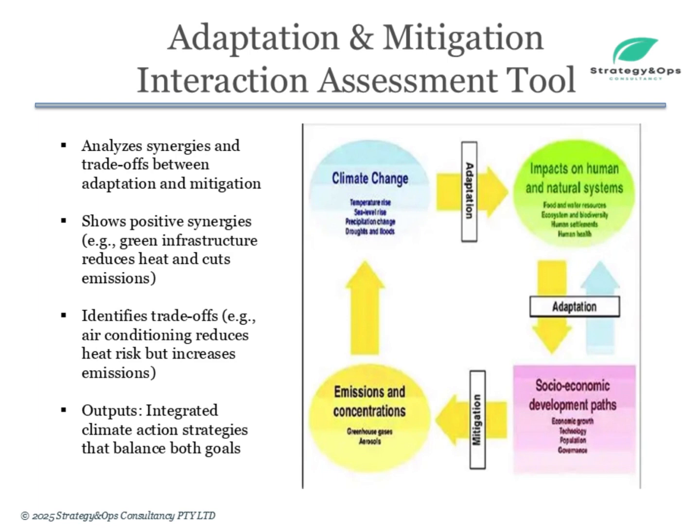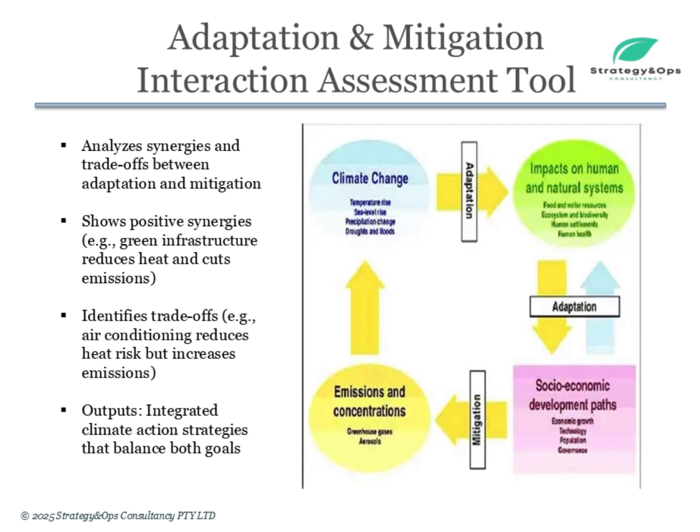The Adaptation and Mitigation Interaction Assessment Tool, AMIA, evaluates how climate adaptation and mitigation measures interact. It classifies interventions into three categories. Positive synergies reduce climate risk and lower emissions. Examples include urban forests, green buildings, and renewable energy with storage. Trade-offs occur when adaptation increases emissions. Air conditioning, desalination, and concrete seawalls provide protection, but raise energy use or embodied carbon. Neutral actions deliver adaptation benefits without affecting emissions. Examples include evacuation planning, heat alerts, and flood insurance.